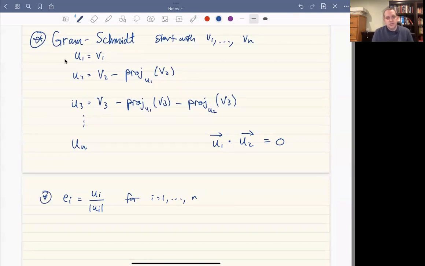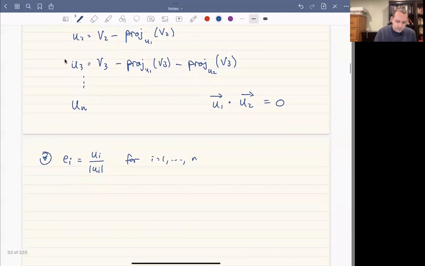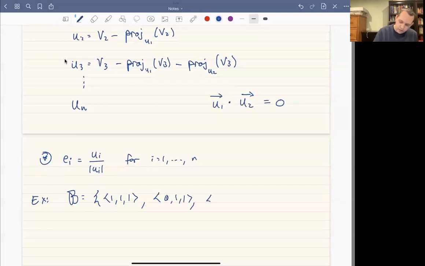So what I want to do is I want to start with an arbitrary set of vectors. So let's actually do this process. I want to show you how this works in general, but let's actually do this process with the basis vectors. Let's see, I want to take v1 to be 1, 1, 1. I want v2 to be 0, 1, 1. And I want v3 to be 0, 0, 1. Okay, and what this will do is this will give me an orthonormal basis.